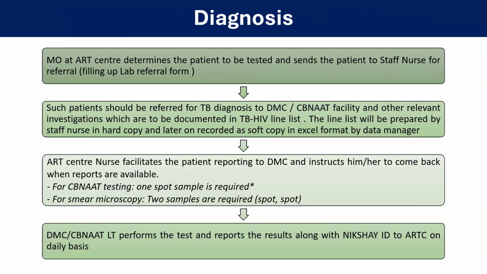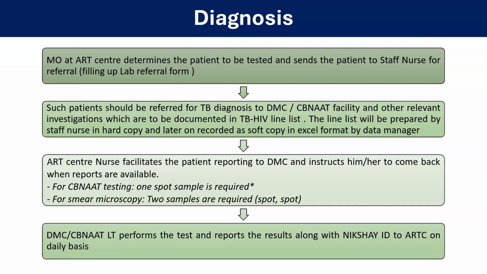If you look at the diagnosis part of it, the medical officer at the ART center determines the patient to be tested, and then the medical officer will take the final call on whether the patient needs to be tested and refer the patient back to the staff nurse for the referral. The important thing is maintaining the HIV-TB line list register. First, your patient register will be there, and based on that, the patients will be fast tracked based on the 4 symptoms, and then the staff nurse will maintain the HIV-TB line list where the details will be entered, and then the patient will be referred to the medical officer for further evaluation.